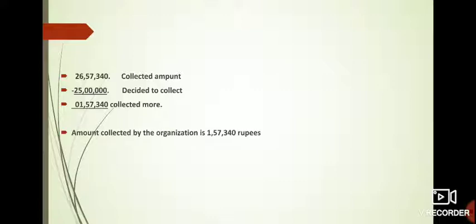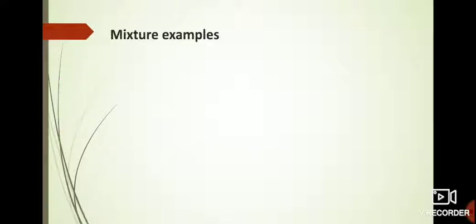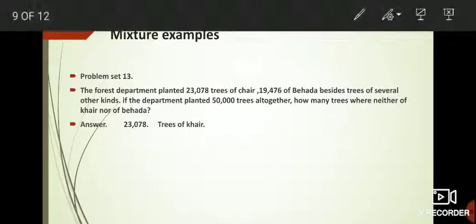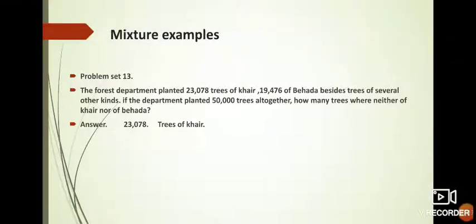Okay, students. Now we will see the mixed examples, where addition and subtraction both are there in the example. Now in problem set 13 we will see the first example. The forest department planted 23,078 trees of khair, 19,476 of beda, beside trees of several other kinds.